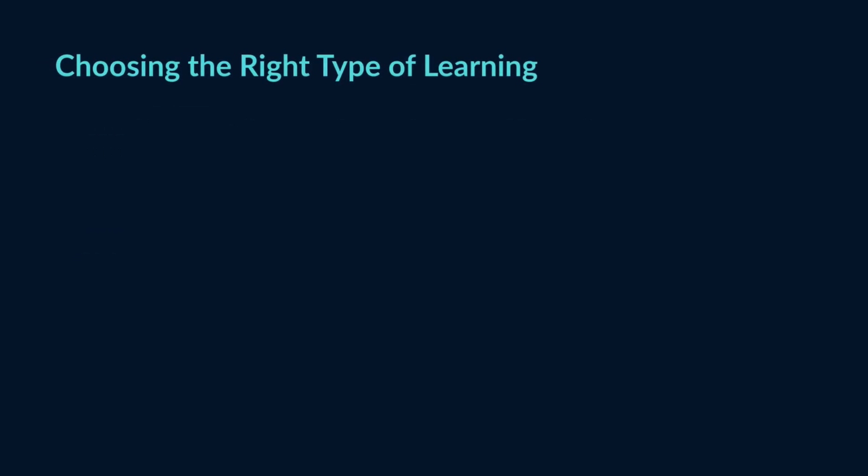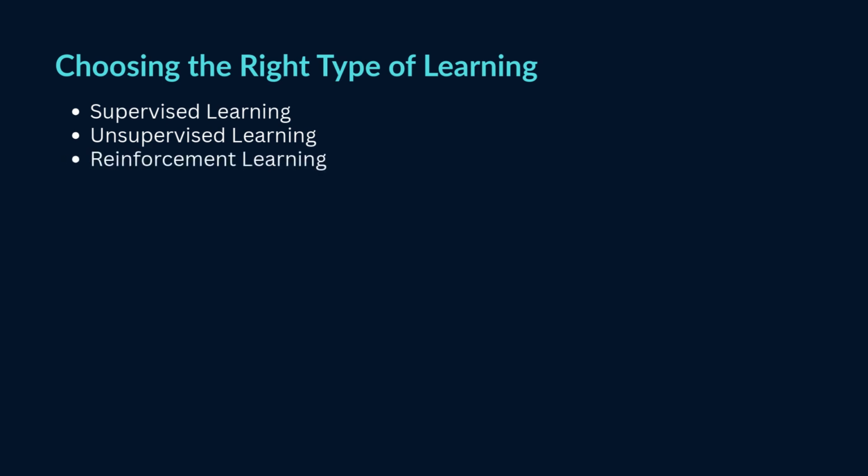Choosing the right type of learning. Supervised learning is ideal when you have labeled data and a clear prediction goal. Unsupervised learning is helpful when you want to explore patterns or structure in unlabeled data. Reinforcement learning is the best choice when decisions need to be made through trial and error with feedback guiding the learning process. Understanding these three types of machine learning gives you a strong foundation for exploring how different algorithms work and when to use each approach.